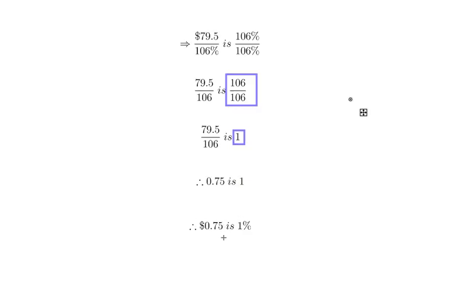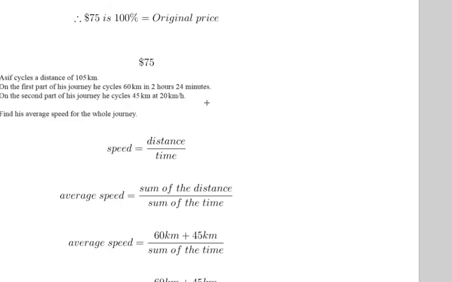Now, once we've got this, we can do what we want with it. We want 100% because that would give us the correct original price. So for this situation, I'm going to times both sides by 100. 1% times 100 is 100%. 0.75 times 100 is $75. So $75 is 100%, and this is equivalent to the original price. So the original price was $75.